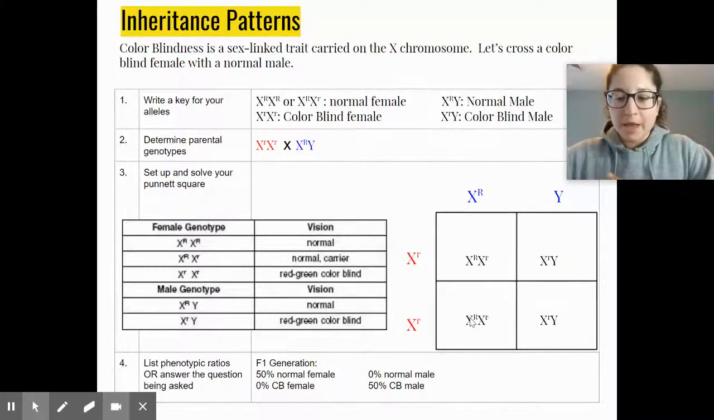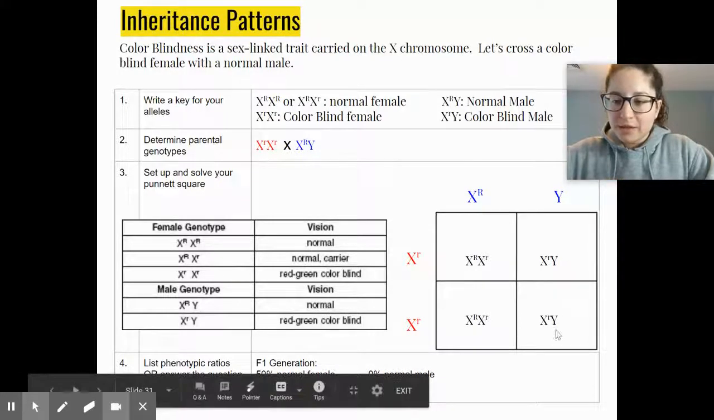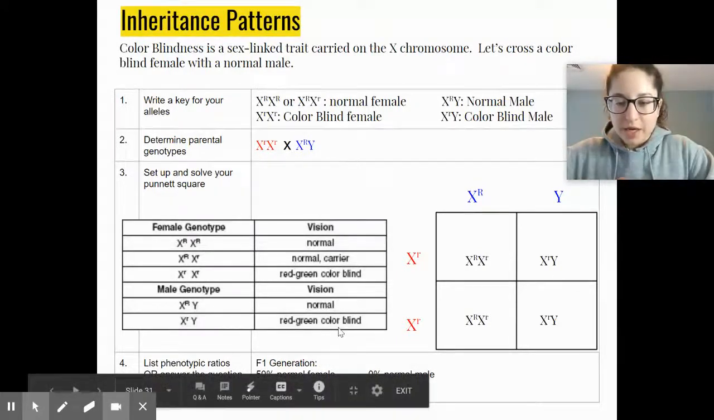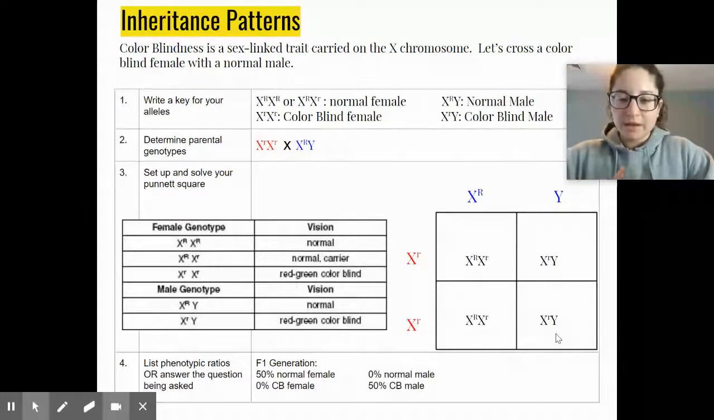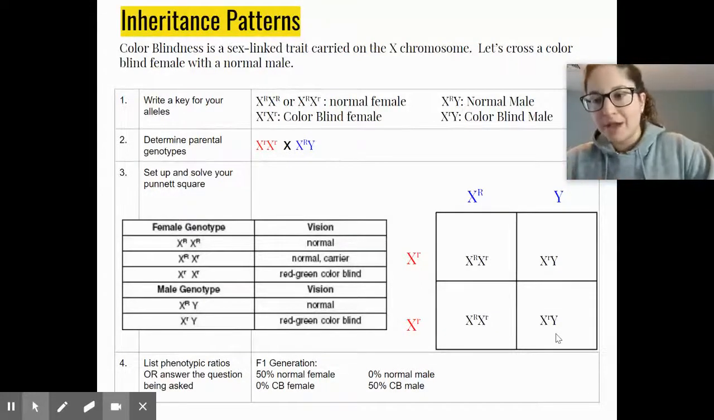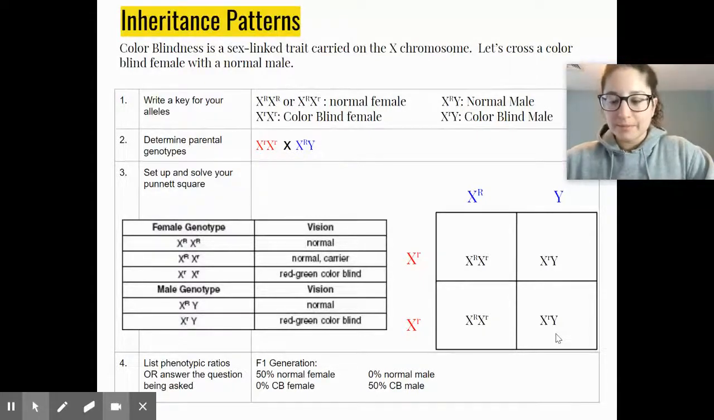Over here, we have 2 males. So X little r Y is a colorblind male right here, red-green colorblind. We have 2 boxes of those. So again, 50%. 2 out of 4 are going to be colorblind males, and there's a 0% chance of producing a normal male. So in this case, either these parents are going to have a normal vision female or they're going to have a colorblind male. Those are their only two options.